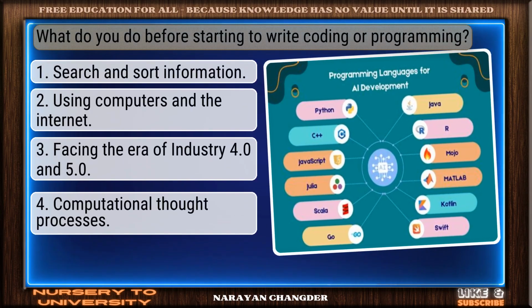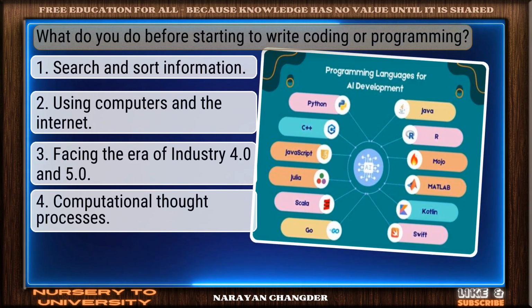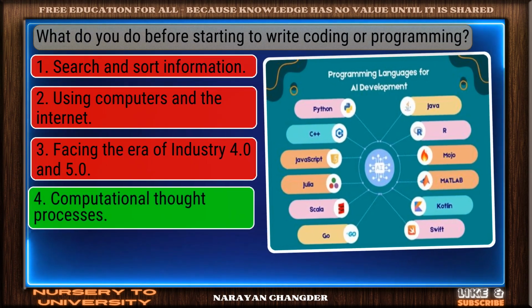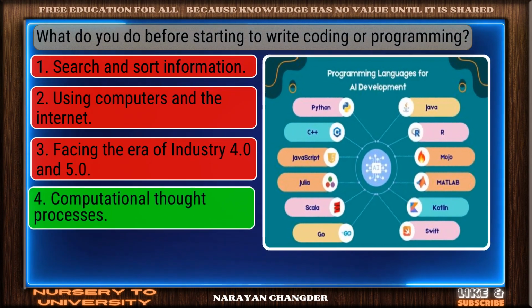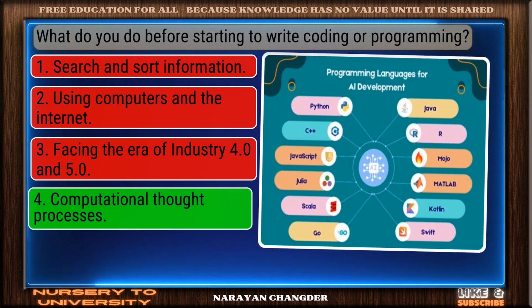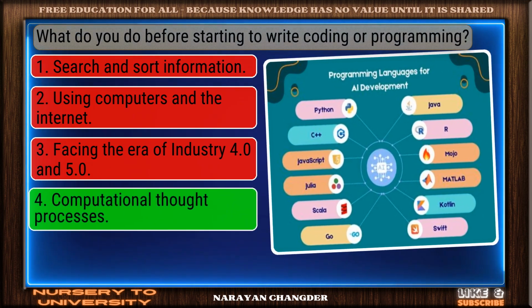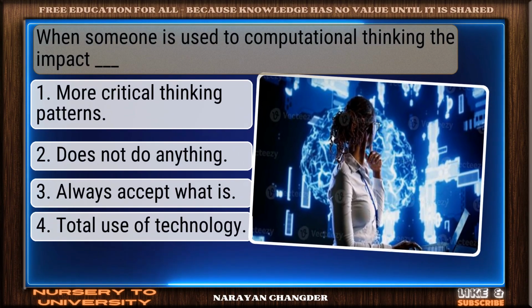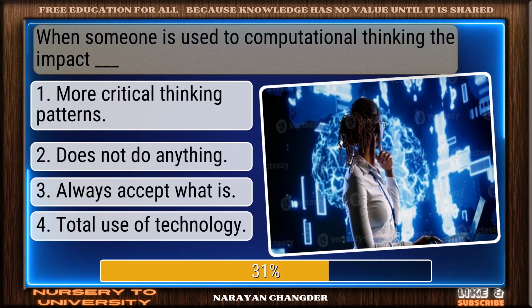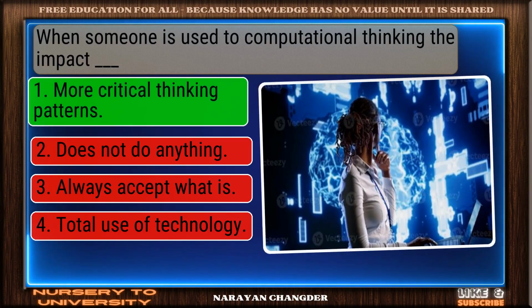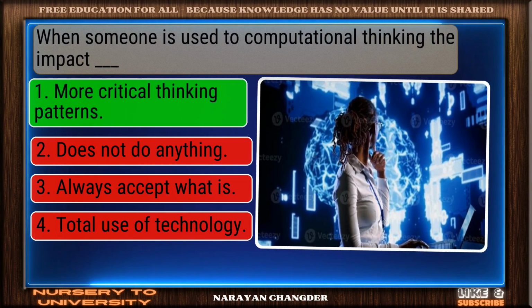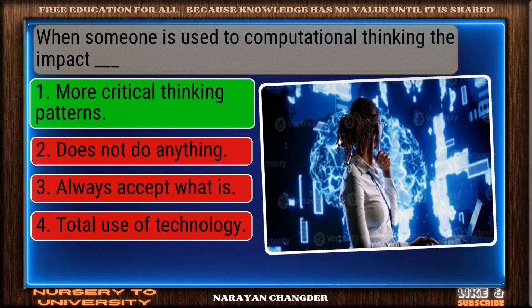Question number 15. What do you do before starting to write coding or programming? Nice selection. Computational thought processes is the correct and valid answer. Question number 16. When someone is used to computational thinking, the impact dash. Correct response. More critical thinking patterns is the most accurate answer.